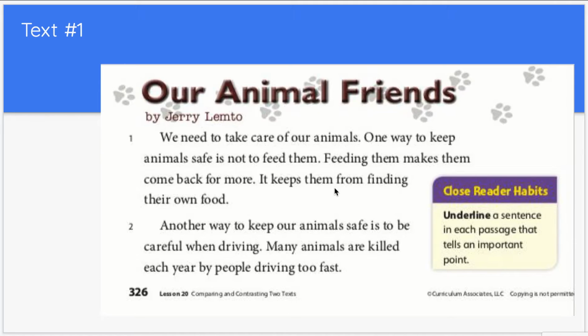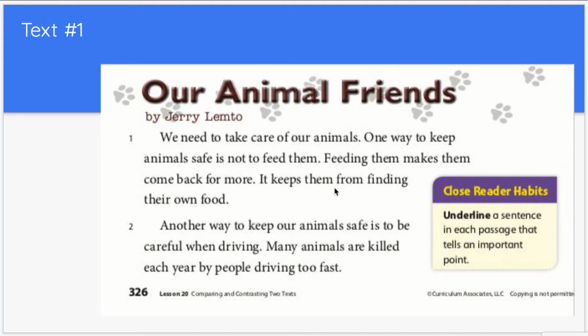We need to take care of our animals. One way to keep animals safe is not to feed them. Feeding them makes them come back for more. It keeps them from finding their own food. Another way to keep our animals safe is to be careful when driving. Many animals are killed each year by people driving too fast.